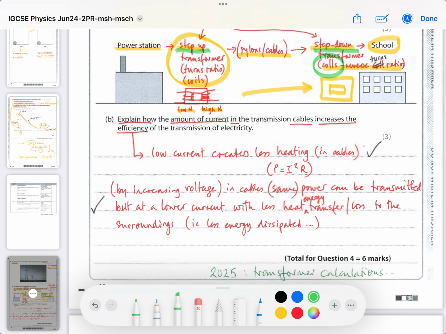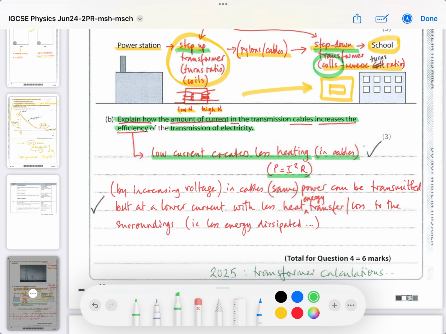So then they want you to explain how the amount of current in the cables increases the efficiency of the transmission of electricity. So obviously we don't want to produce heat. So a low current creates less heating. The heating effect in cables will be less because the heat produces P equals I squared R. So they want you to know that low current produces less heating.